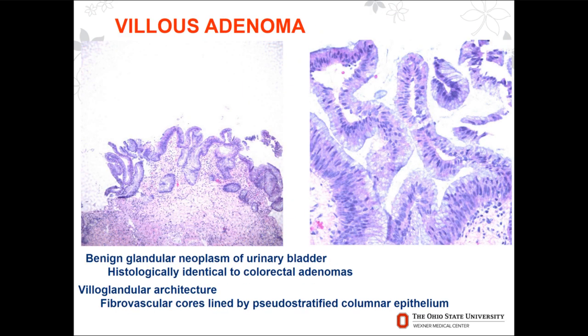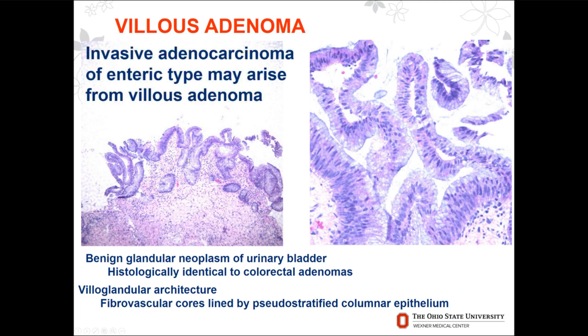Just like the GI tract, you have villous adenomas in the bladder. These are benign. These look histologically identical to colorectal adenomas. They have a villous glandular architecture. You have fibrovascular cores lined by pseudostratified columnar epithelium, and they look just like a colon villous adenoma.